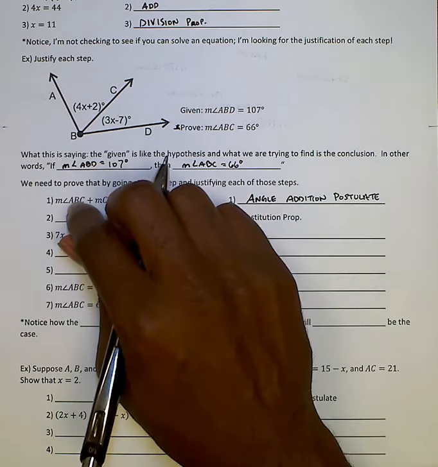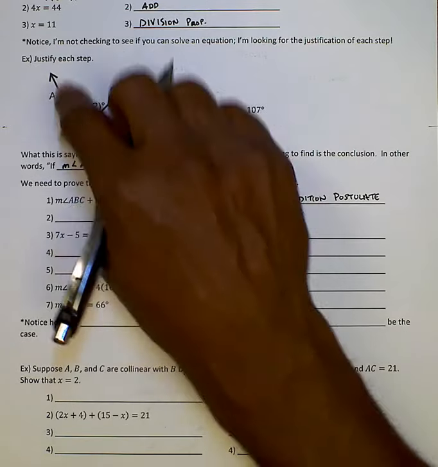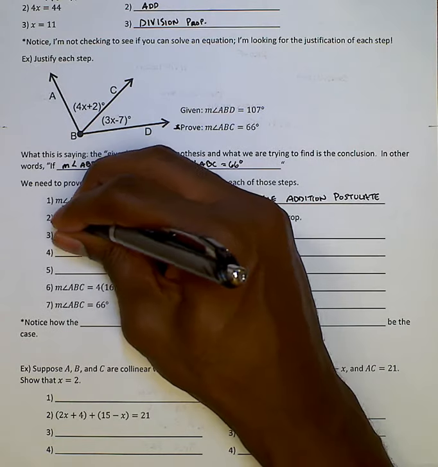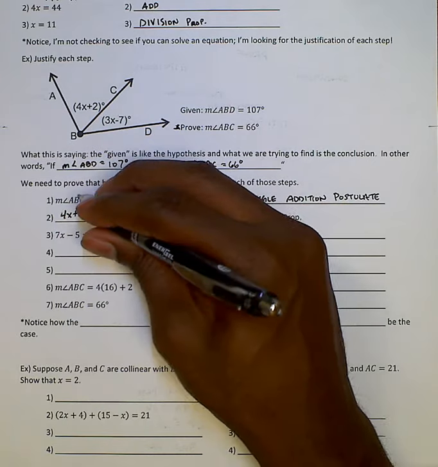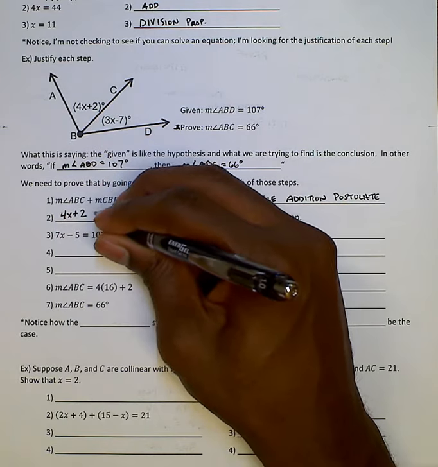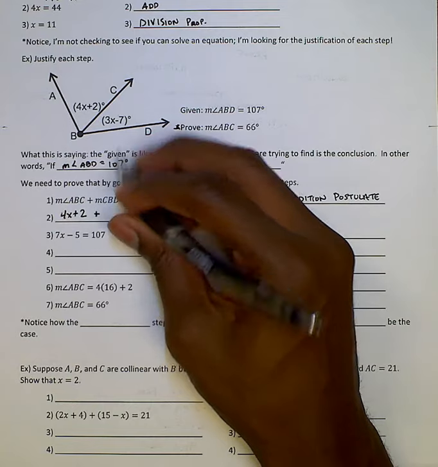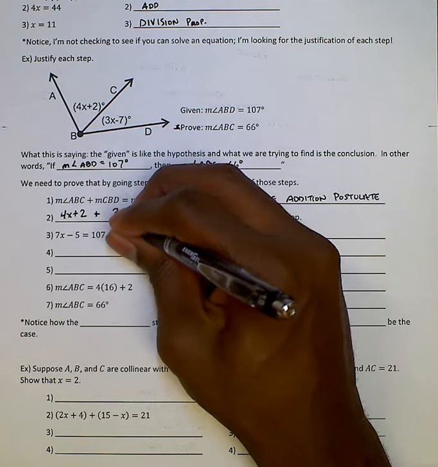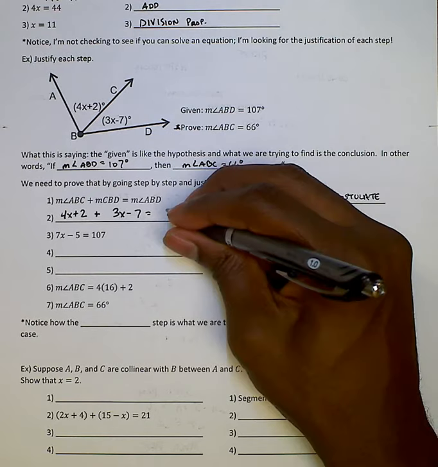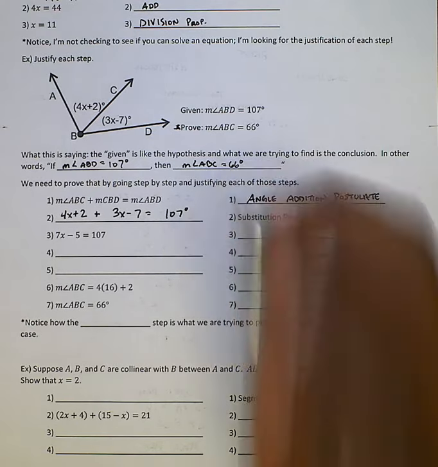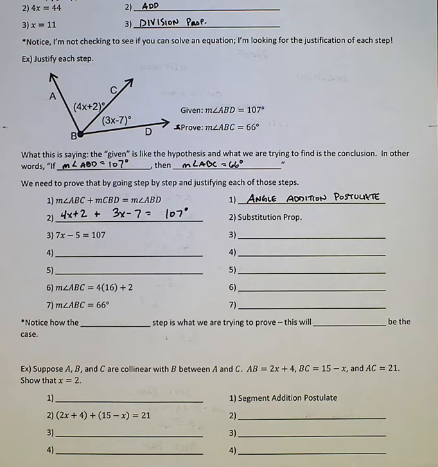What is the measure of angle ABC? Well, ABC is 4x plus 12. Or sorry, 4x plus 2. Okay, so that's the measure of angle ABC. Then I'm going to add to that the measure of CBD, which is 3x minus 7, equals ABD, which they told us was 107 degrees. So we're just substituting all the stuff that we know.